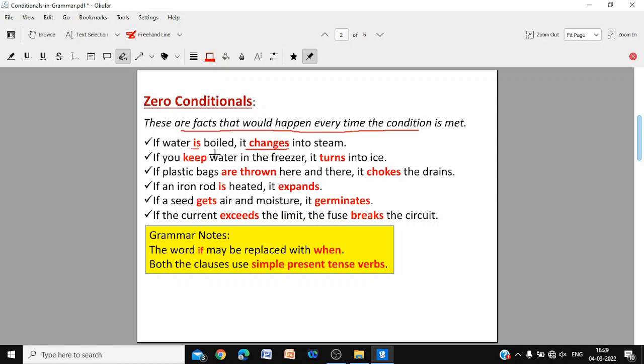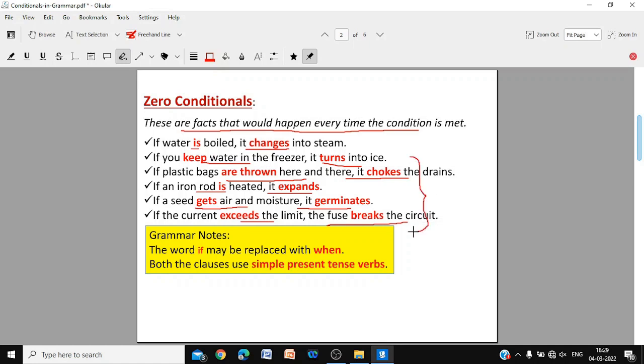A repeating phenomenon. If you keep water in the freezer, it turns into ice. Every time it would happen. If plastic bags are thrown here and there, it chokes the drains. Every time. If an iron rod is heated, it expands. Heat is the cause and expansion is the effect. If a seed gets air and moisture, water, it germinates. Every seed will germinate every time, every day. If the current exceeds the limit, the fuse breaks the circuit. These will happen every time.